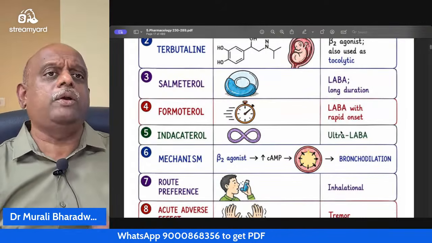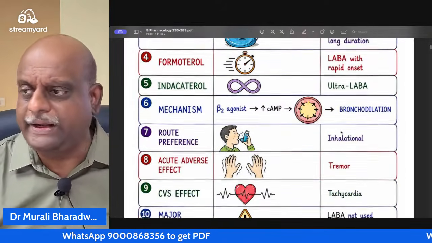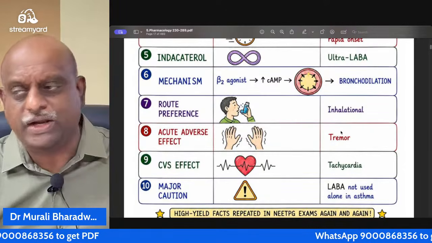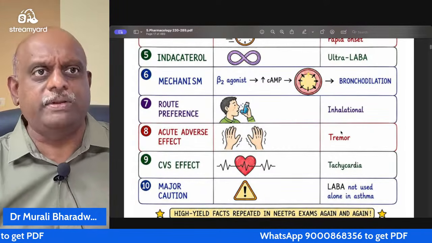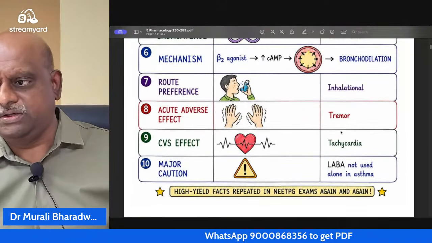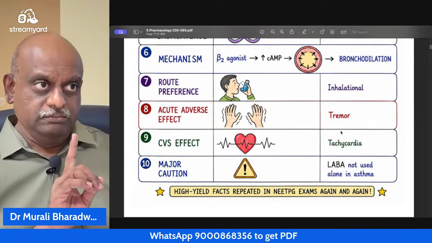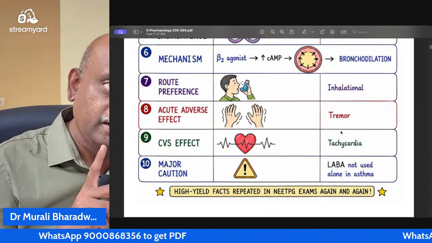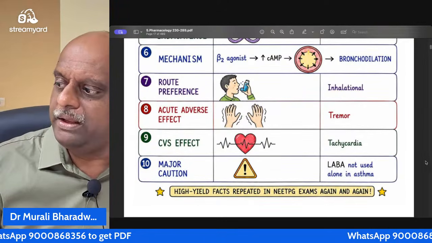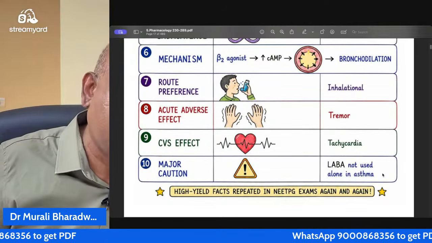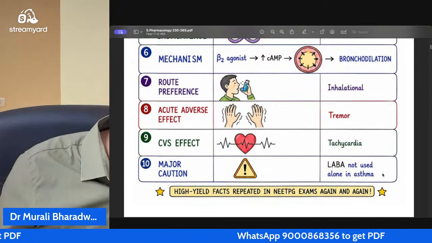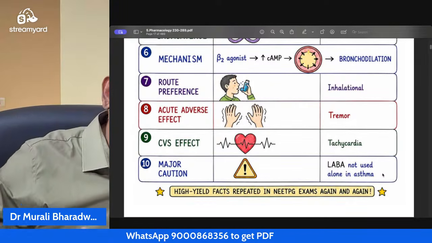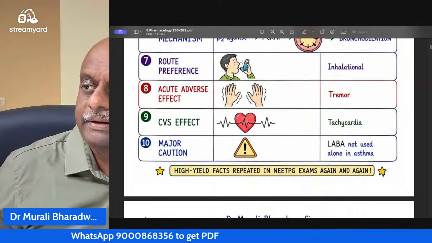All beta-2 agonists increase cyclic AMP, which leads to bronchodilation. Tremor and tachycardia are common side effects of the beta-2 agonists. Very important: use a SABA or LABA, but never alone. LABA is not used alone in asthma. LABA should be combined with steroids, like Foracort, which has both formoterol and a steroid together.